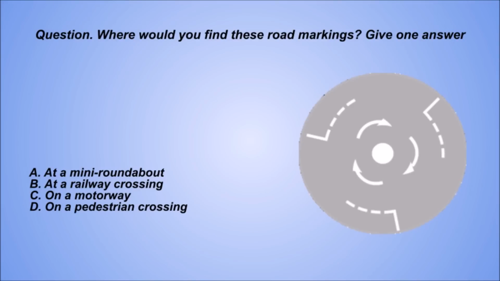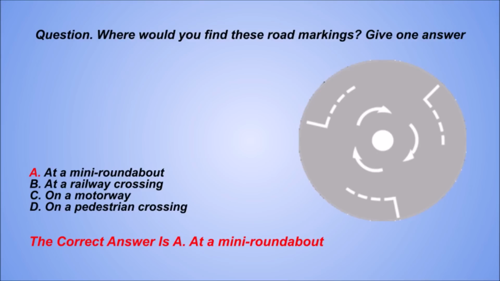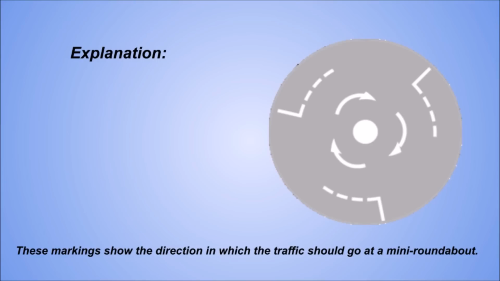Question: where would you find these road markings? Give one answer. A. At a mini roundabout. B. At a railway crossing. C. On a motorway. D. On a pedestrian crossing. The correct answer is A. At a mini roundabout. Explanation: these markings show the direction in which the traffic should go at a mini roundabout.